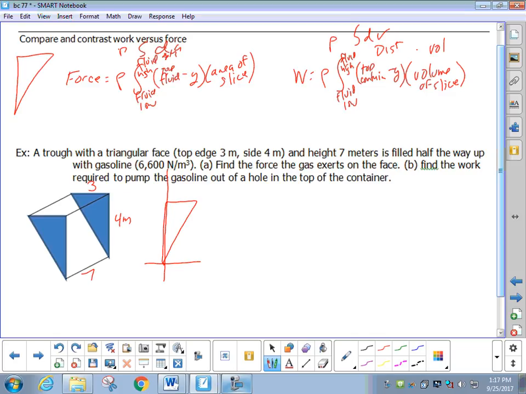Right? Okay. Try A with your math amigos or on your own, and let's compare how much force on the face. Keep in mind that it's filled half the way up.